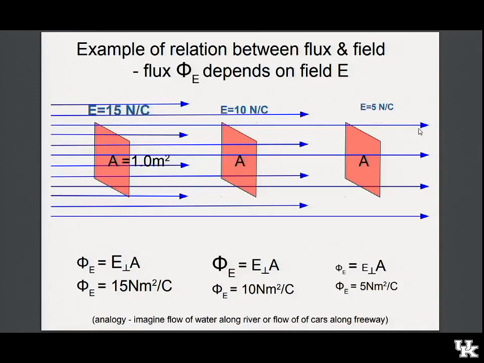This is a large flux because there's a strong field here. This is a small flux because there's a weak field here. You can see there's more field lines passing through the surface here, less passing through the surface here. So that corresponds to a large flux here, a smaller flux here.